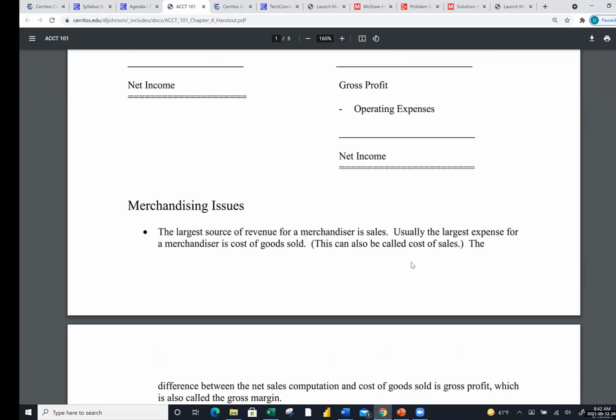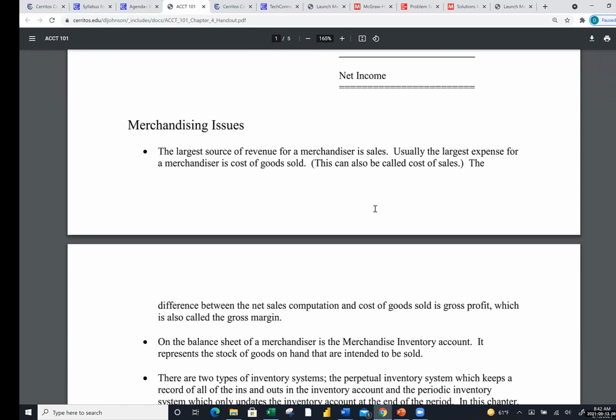Okay, so here are some issues that are going to come up. We know that the largest source of revenue for a merchandiser is sales. So when you are introduced to a new account, and it's not new for us because we've had Accounting 100, but in general, you should know 3 things about each account. Sales is a revenue account. It goes on the income statement, and because it's a revenue, it normally has a credit balance. That's usually the largest revenue account of any merchandiser.